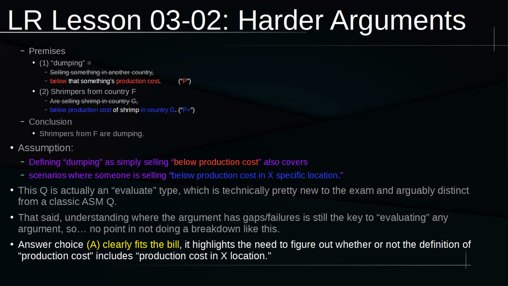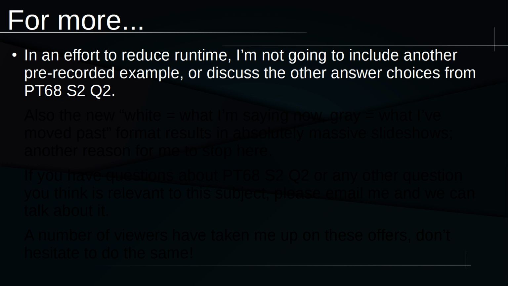need to figure out whether or not the definition of production cost includes production cost in X location. That's pretty much exactly what our assumption addresses. The difference between plain old production cost and production cost in X location. We would need to figure out whether or not that is the case in order to figure out if this argument works or not. And that's all the specific questions that I'm going to cover for this particular lesson.